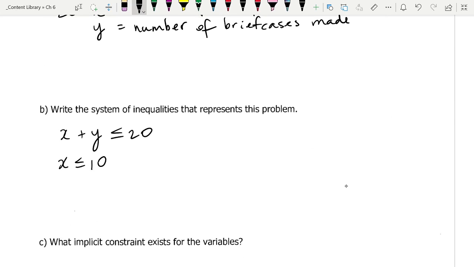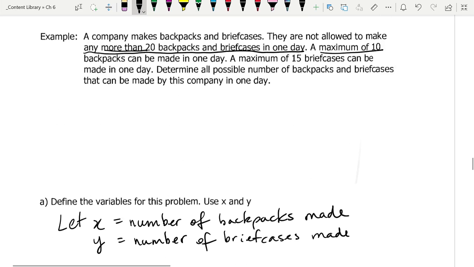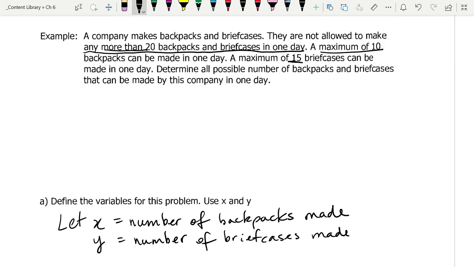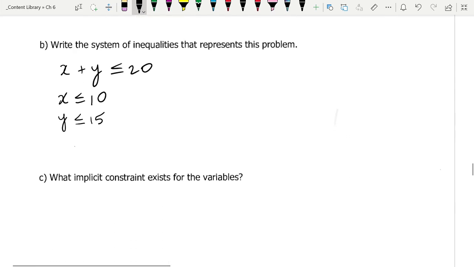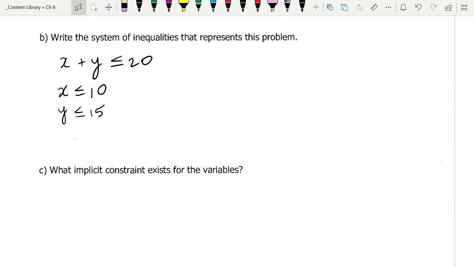What about briefcases? Y has to be less than or equal to 15, isn't it? 15 is the briefcase number, right? Go back to the question. You've got to read them carefully. Yep, 15. Okay, now I actually do have 2 other ones that are implied. There you go, somebody's figured it out. There's 2 implied ones here.